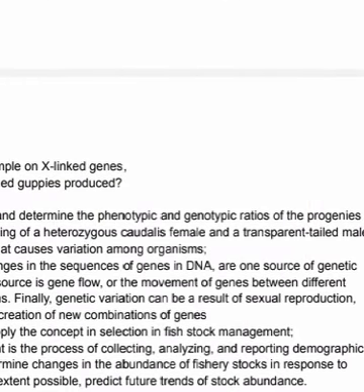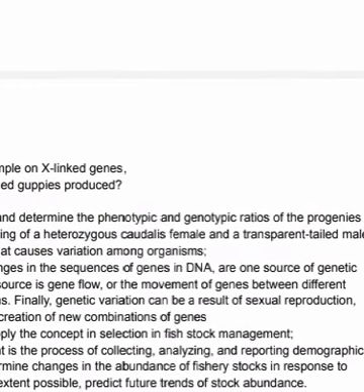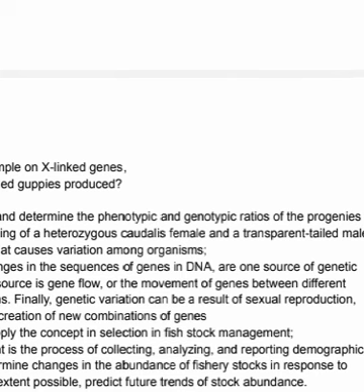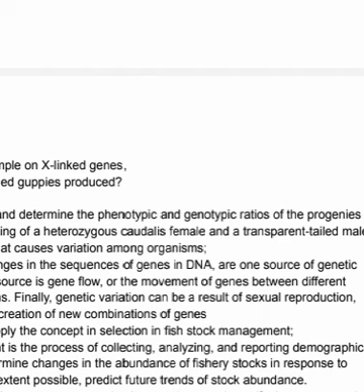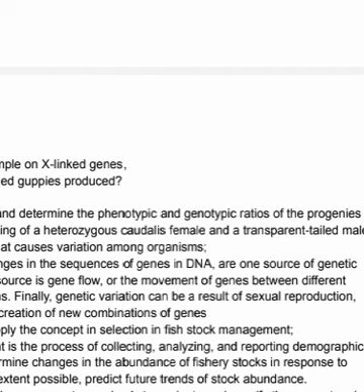Number 5. Based on the given example on X-linked genes, how are transparent tailed guppies produced? Draw a Punnett square and determine the phenotype and genotype ratios of progenies in the cross between the mating of a heterozygous caudalis female and a transparent tail male.